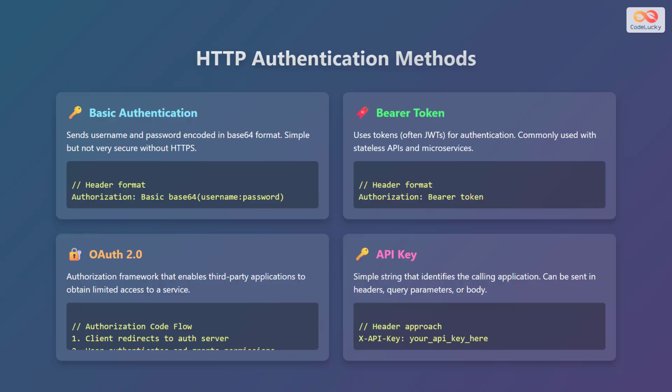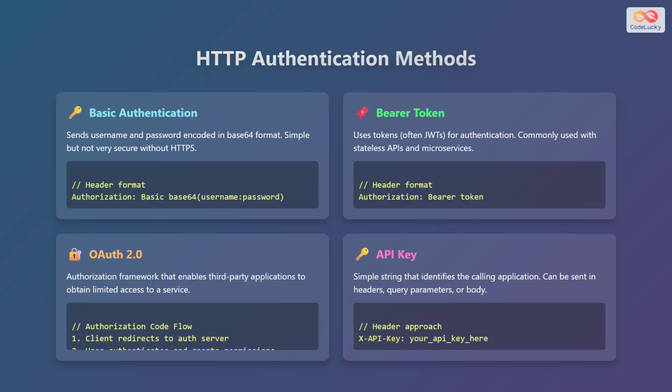Let's explore HTTP authentication methods. HTTP authentication methods are used to verify the identity of a client before granting access to protected resources. Here are some common authentication methods. Basic authentication sends a username and password encoded in base64 format. It is a simple method but not very secure without HTTPS.